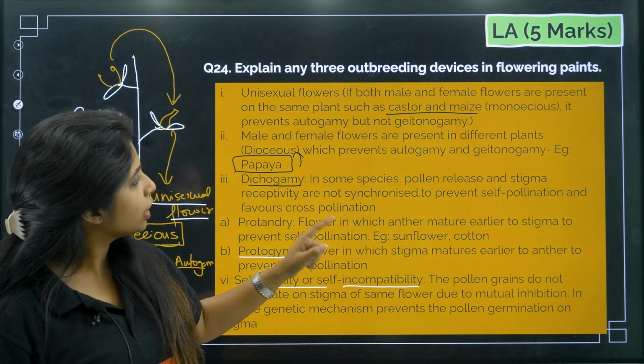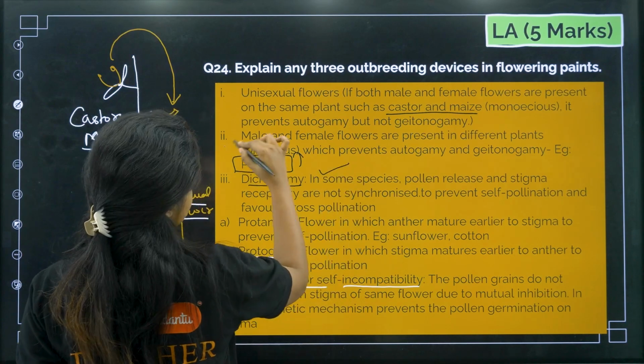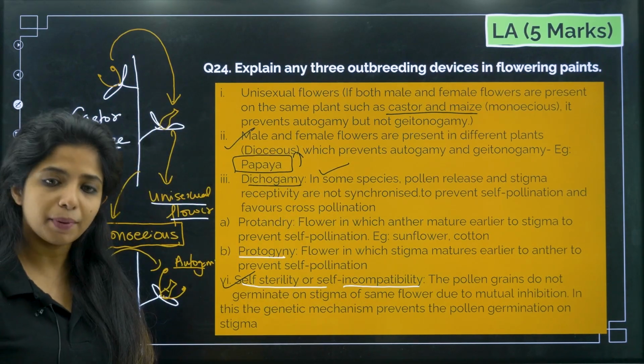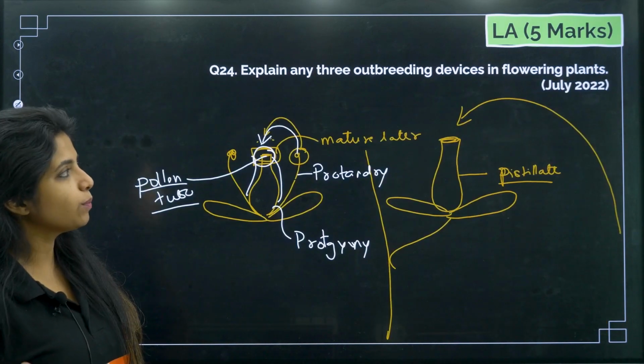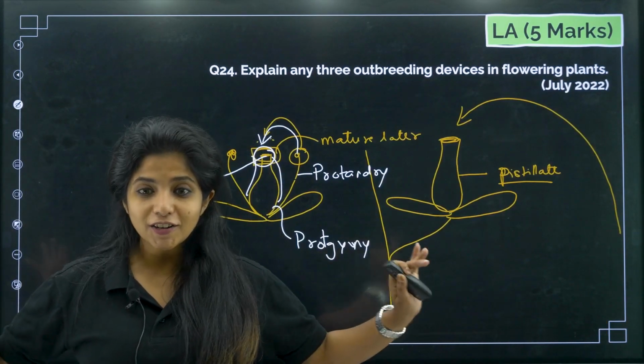So they were asking for 3. So I will suggest whenever they ask for 3, go for these 3. 1, 2, and then 3. Okay, that will be the best one. So you have something to explain when it comes to a 5 marker. I hope you understood that.